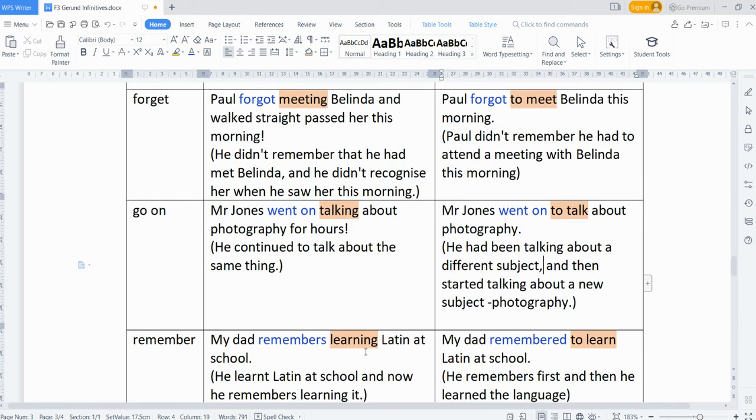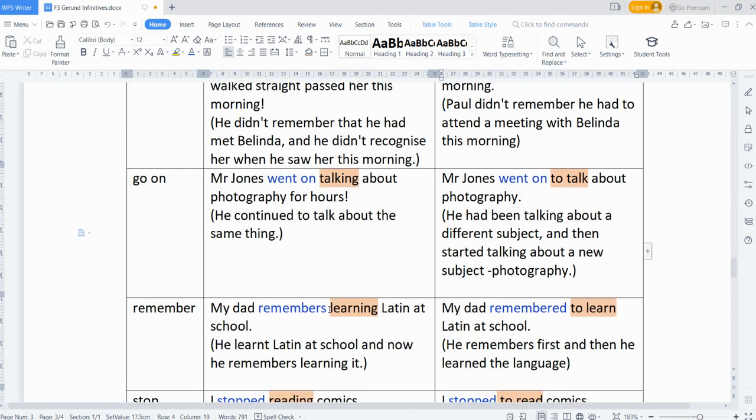The next one is remember. My dad remembers learning Latin at school. He learned Latin, maksudnya dia pernah belajar Latin tu. And sekarang baru tiba-tiba dia teringat. And now he remembers learning it. Compared to this one, my dad remembered to learn Latin at school. Ayah saya teringat untuk belajar. Ni ayah saya ingat pernah belajar. This one is ayah saya teringat untuk belajar. He remembers first, dia teringat dulu, and then he learns the language. Betul dia belajar lah that particular language tu.